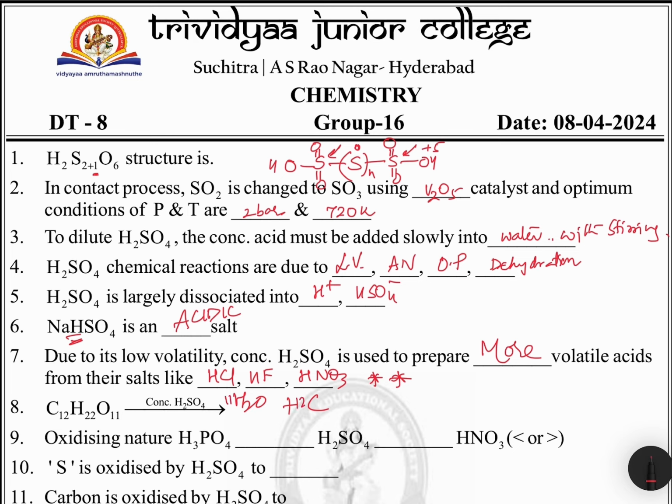Oxidizing nature of H3PO4, H2SO4, HNO3. H2SO4 is intermediate to HNO3 and H3PO4. HNO3 is very strong, then H2SO4, then H3PO4.